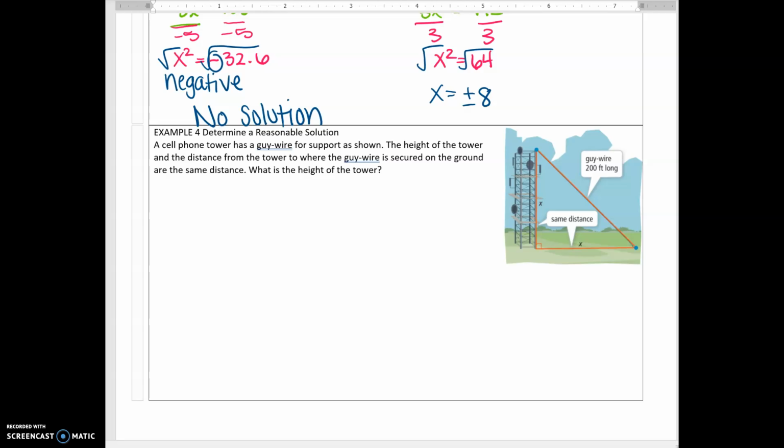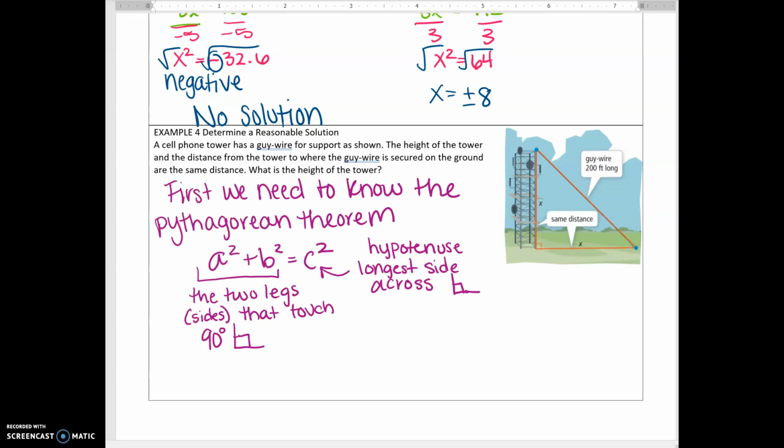So we have x squared, or excuse me, x and the top of the triangle. So you first need to recall the Pythagorean theorem that you've briefly learned about, but it's just saying that this side squared plus this side squared would equal this long side. So the two sides touching this 90-degree angle squared plus that.